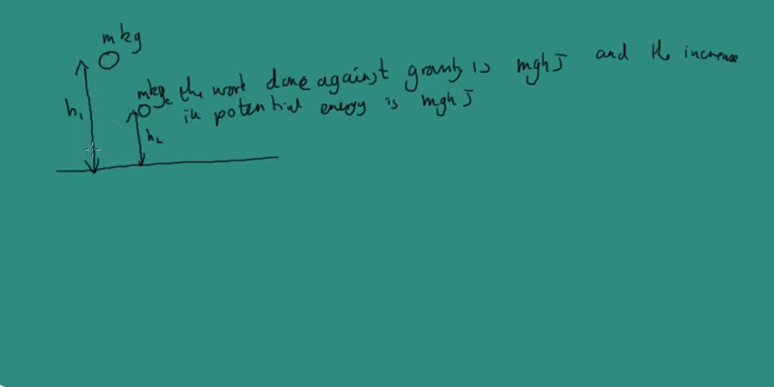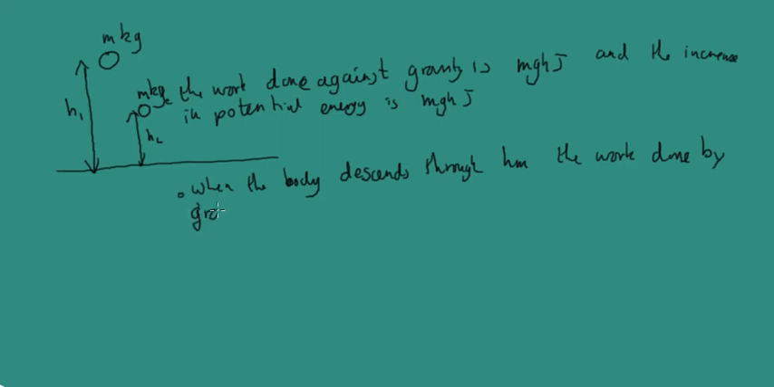When the same body descends through the vertical distance h, the work done by gravity, when the body descends through h meters, the work done by gravity is mgh joules, and the decrease in gravitational potential energy is the same, mgh joules.